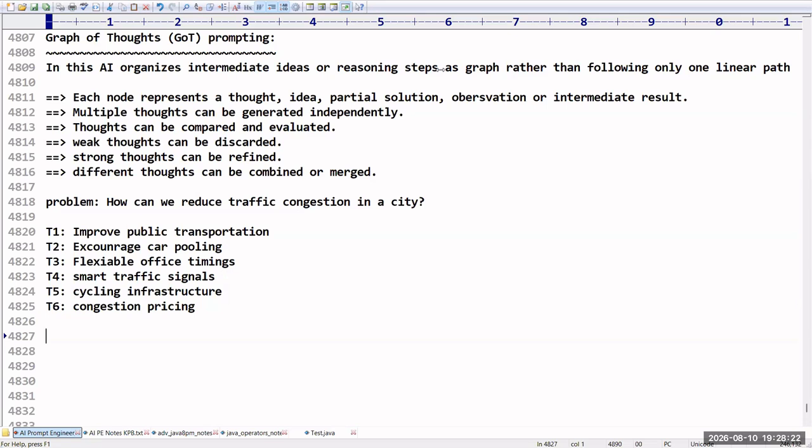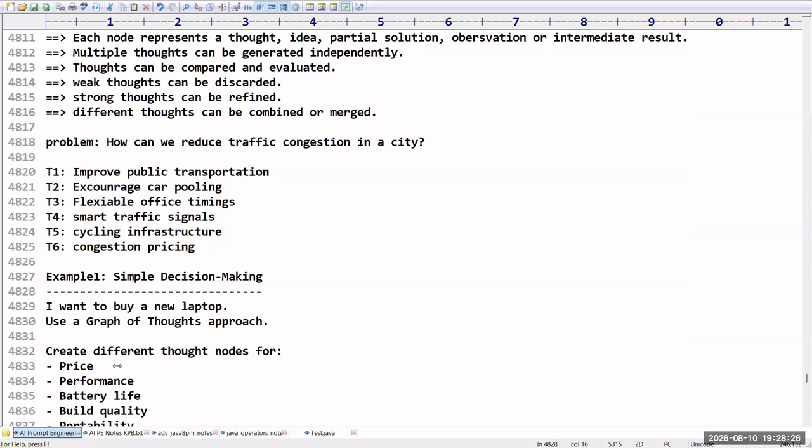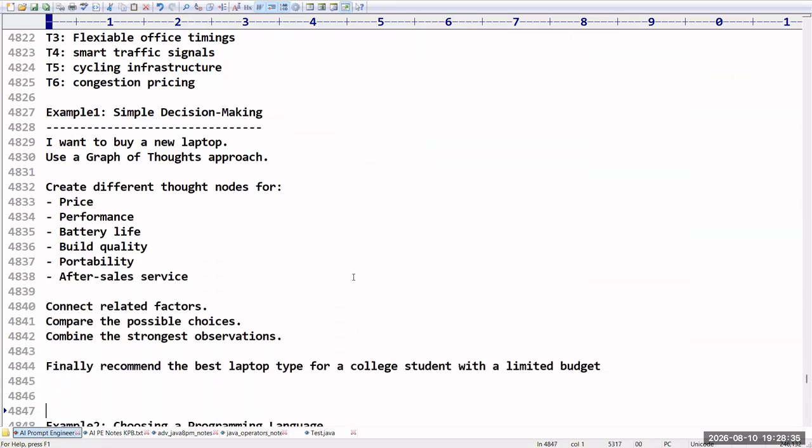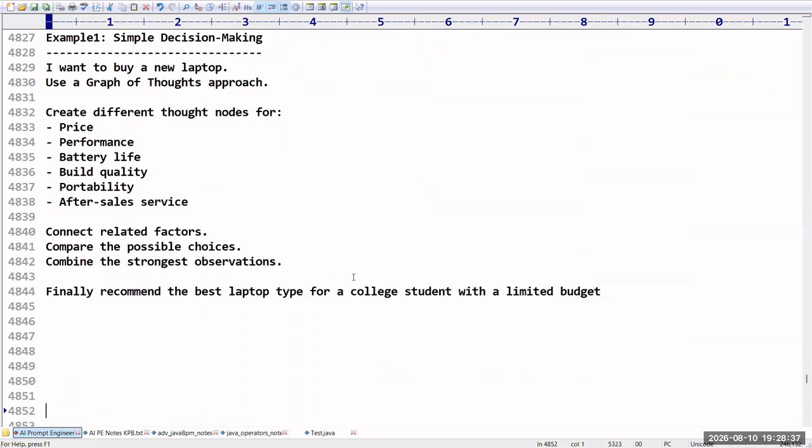So already we have some prompts. I will take these prompts one by one and I will show you how it is going to work. What is the first prompt we have? Simple decision making. Please listen, these prompts are very helpful. The first one is simple decision making. I want to buy a new laptop. Use graph of thoughts approach.